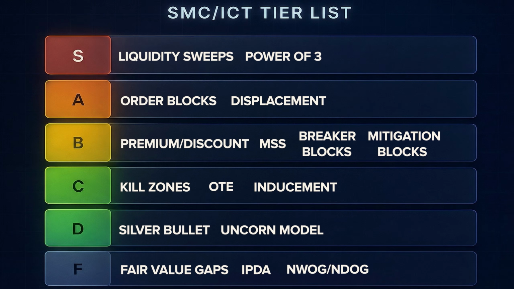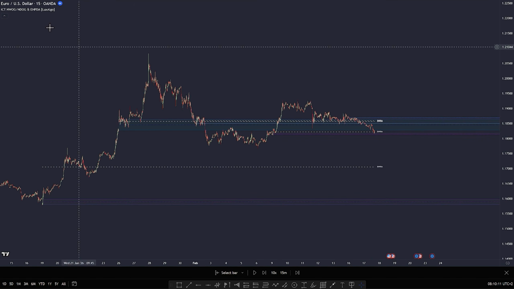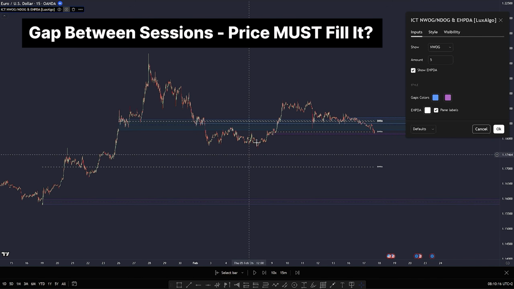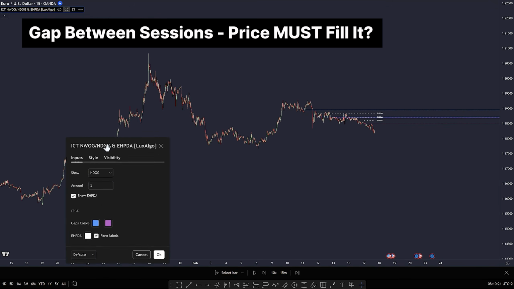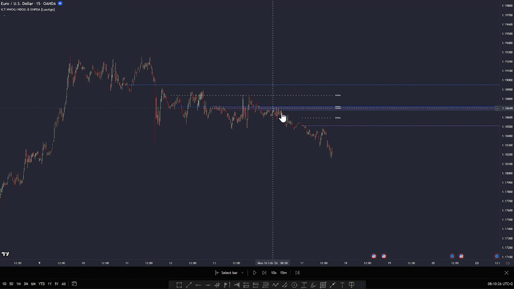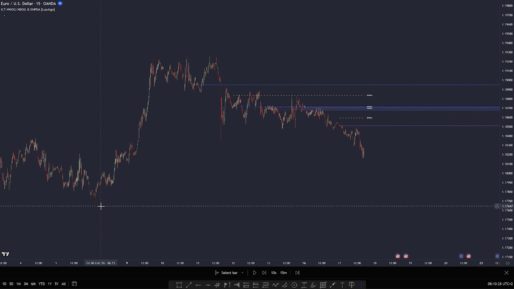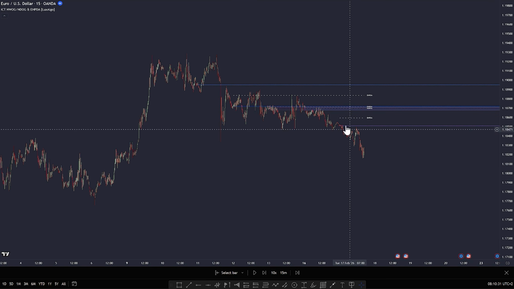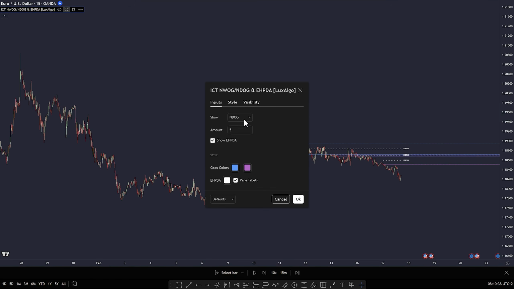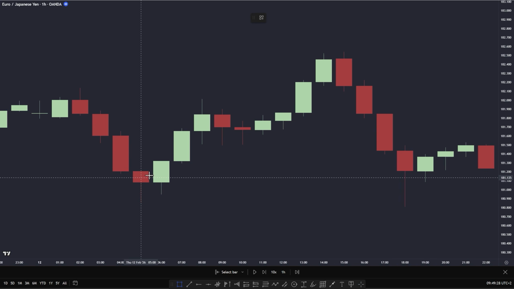New week opening gap, new day opening gap, F tier, the gap between sessions. Theory says price must fill it. Price doesn't must anything. Gaps exist because markets close. No magnetic force is pulling price back. New week opening gap is like claiming the space between where you parked yesterday and where you park today has gravitational significance. It doesn't. You just parked in a different spot. F tier.